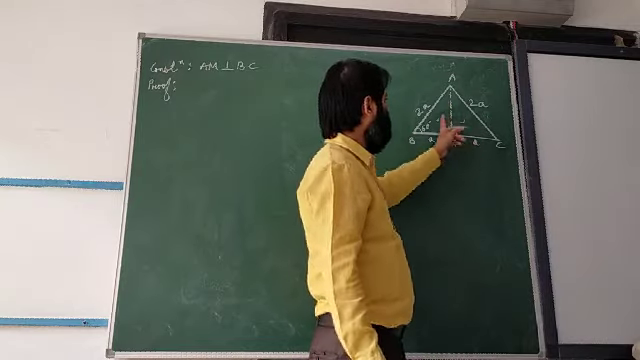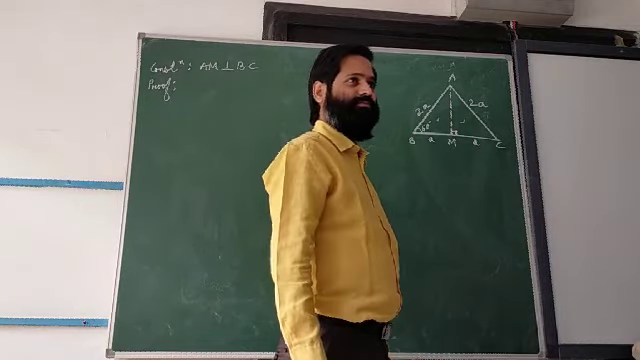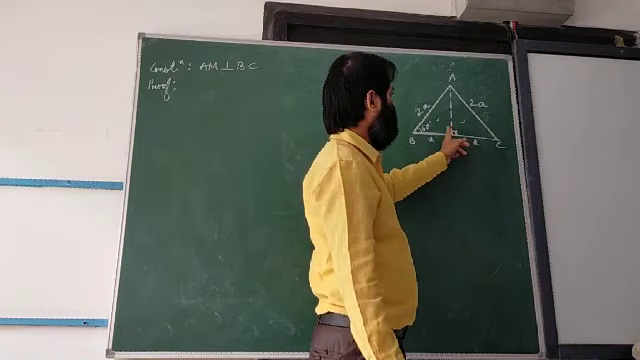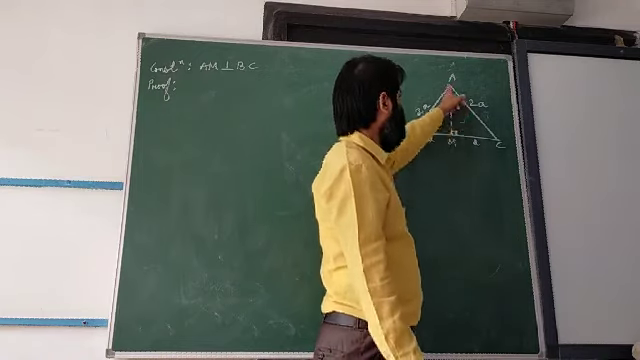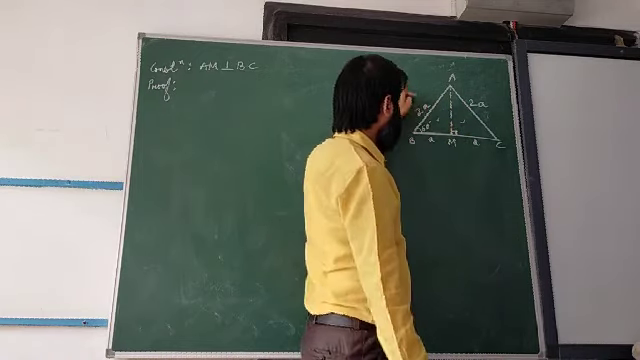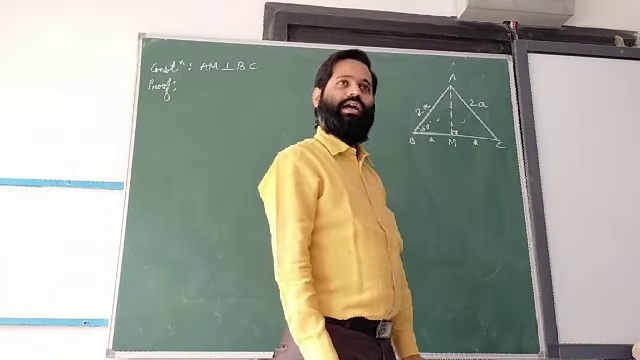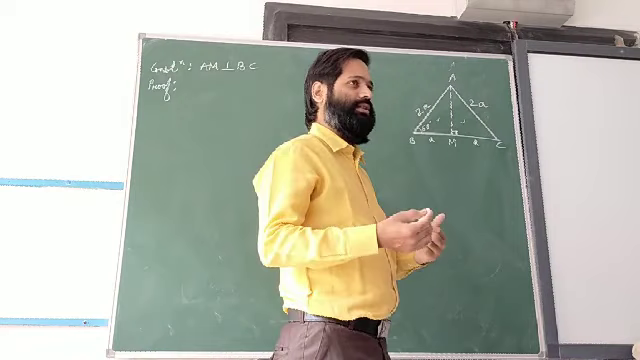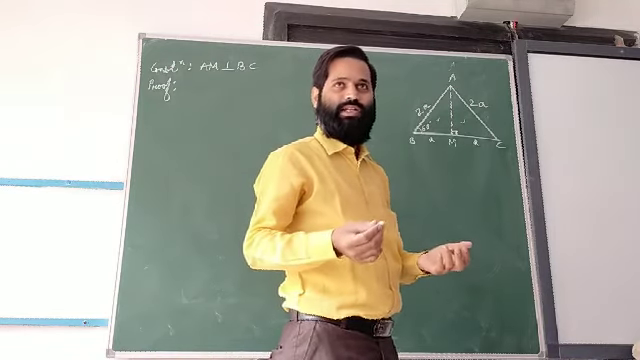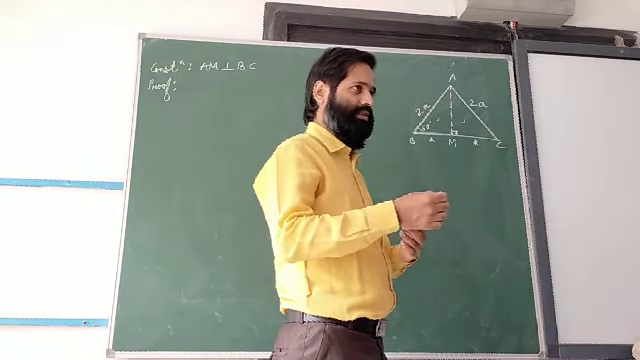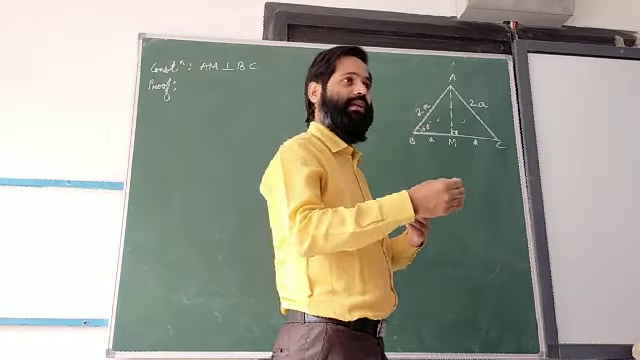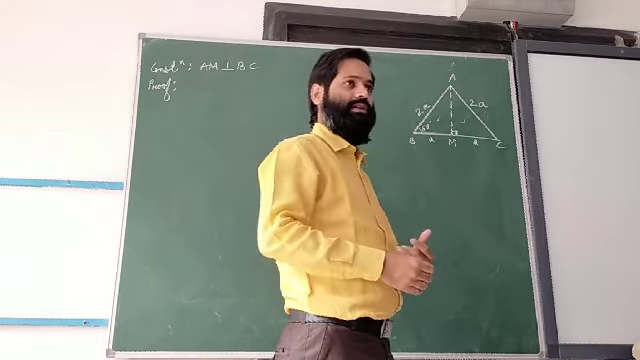How can we prove that these two triangles are congruent? These two angles are equal. This is common, AM. And this and this are equal. So can we say that both are congruent by RHS? When you say RHS, I don't know how you have studied in class 9, but it's better you write right angle, hypotenuse, and then side.